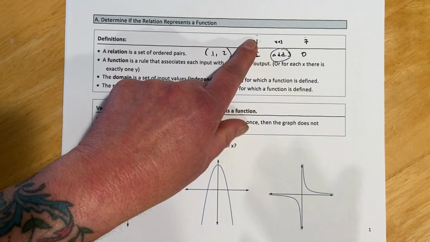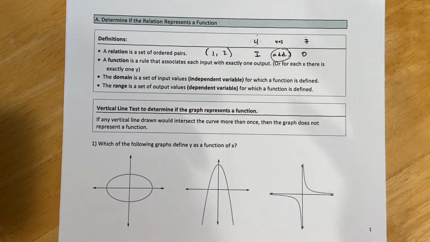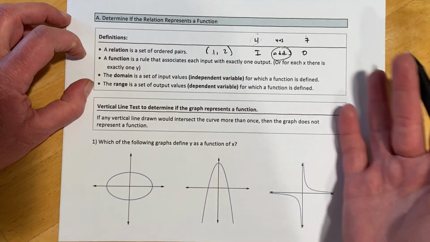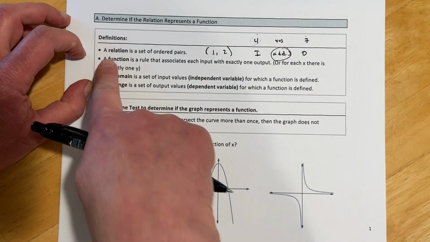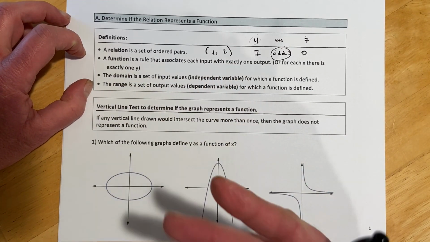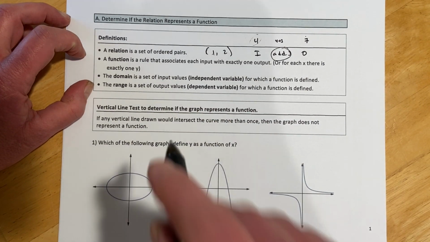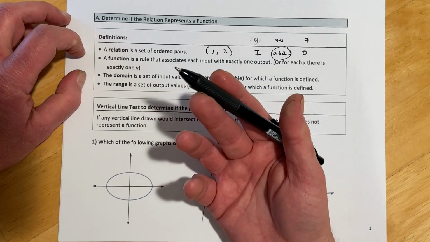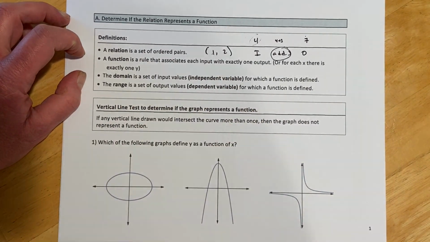So domain is like our x, our input. Range is like our y, our output. And a rule is the function, whatever math is happening to get us there. The important thing with functions is, for this function rule, for each input there can only be one output. If it doesn't do that, then it's not a function. Still a relation, not a function.